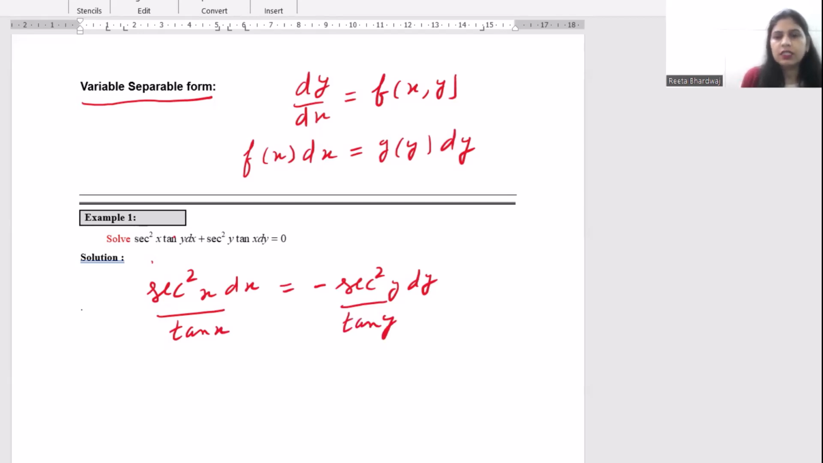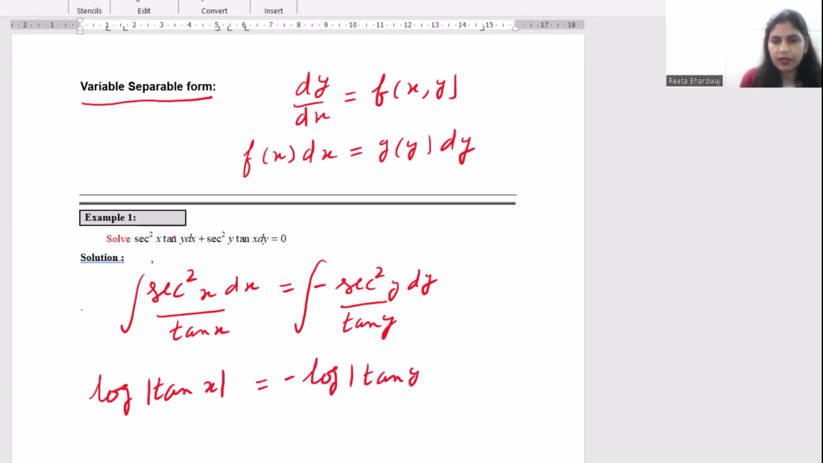So clearly in this equation we can apply the variable separable method, as here we have separated the variables of x on the left hand side and the variables of y on the right hand side. Now just doing the integration on both sides, we can find the solution. Clearly integration of this term would be log of tan x, and integration of this term would be log of tan y.